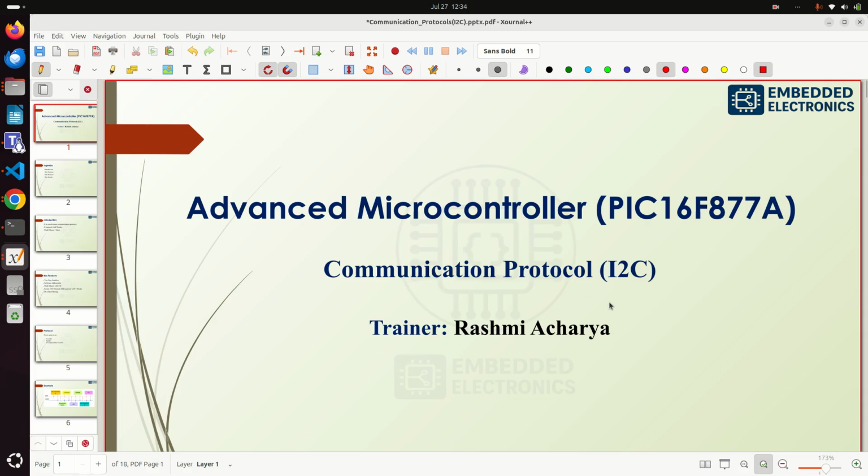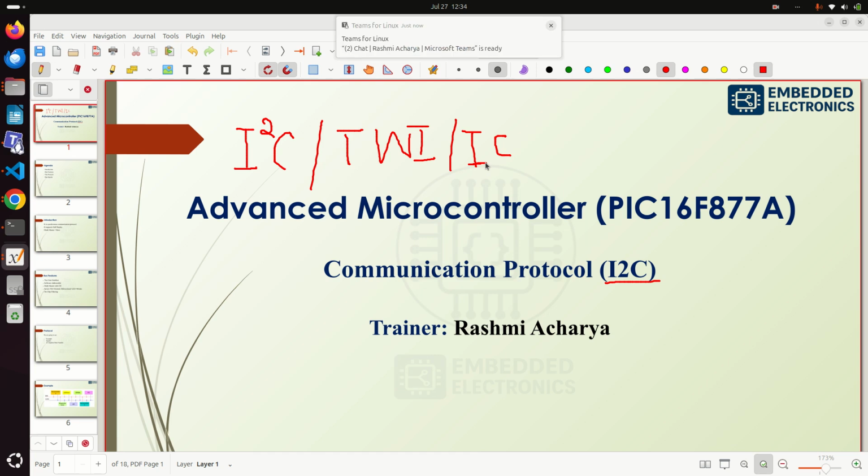In today's session, let us discuss the I2C protocol. It is also called the Inter-Integrated Circuit, or TWI protocol, Two-Wire Interface, or IIC. So these are the different names for the I2C protocol. Different names, but the operation is the same.